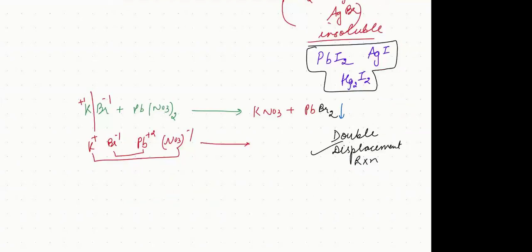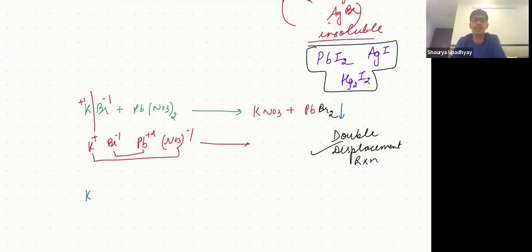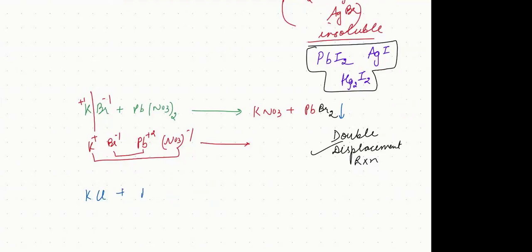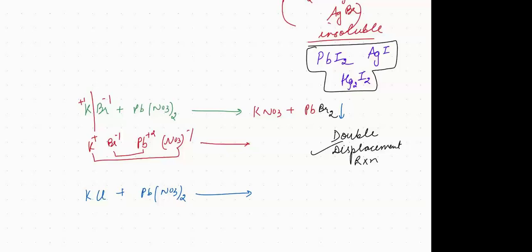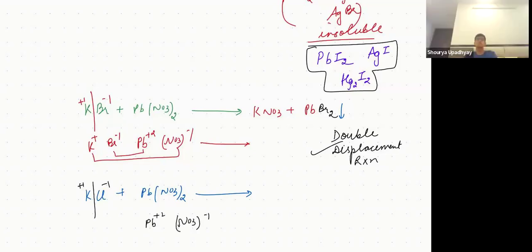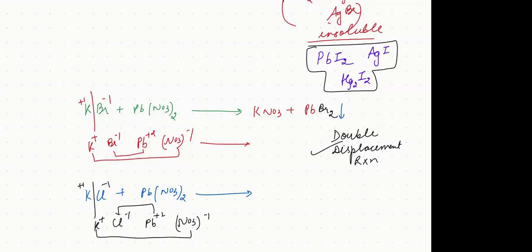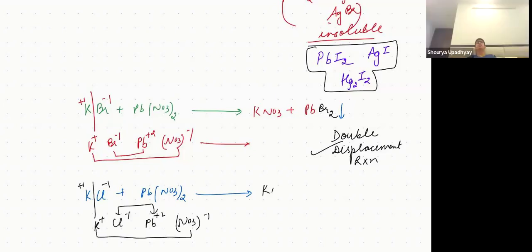Similarly, let's suppose I talk about KCl, and I ask you to make the reaction with Pb(NO3) whole twice. This is K plus and Cl negative, and this is Pb plus 2, and this is NO3 minus 1. So positive goes with negative and positive goes with negative. Ma'am, this is a precipitation reaction.